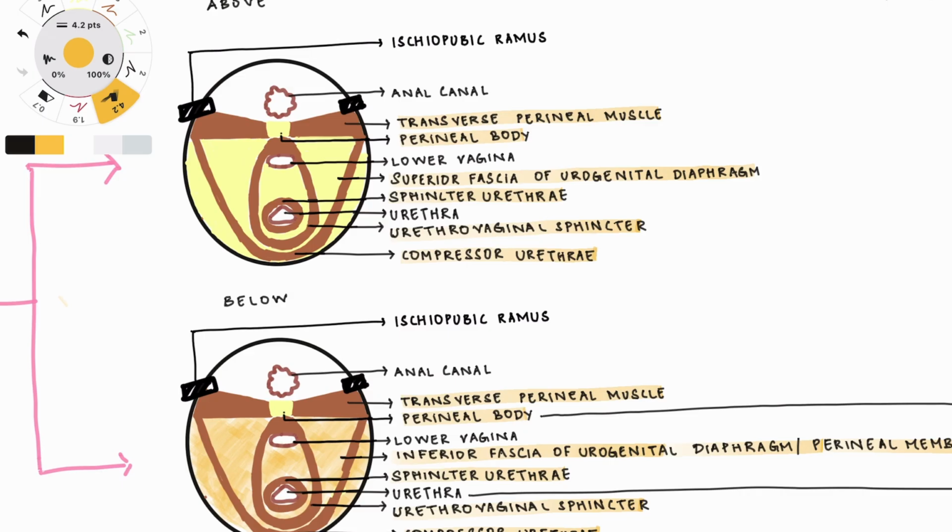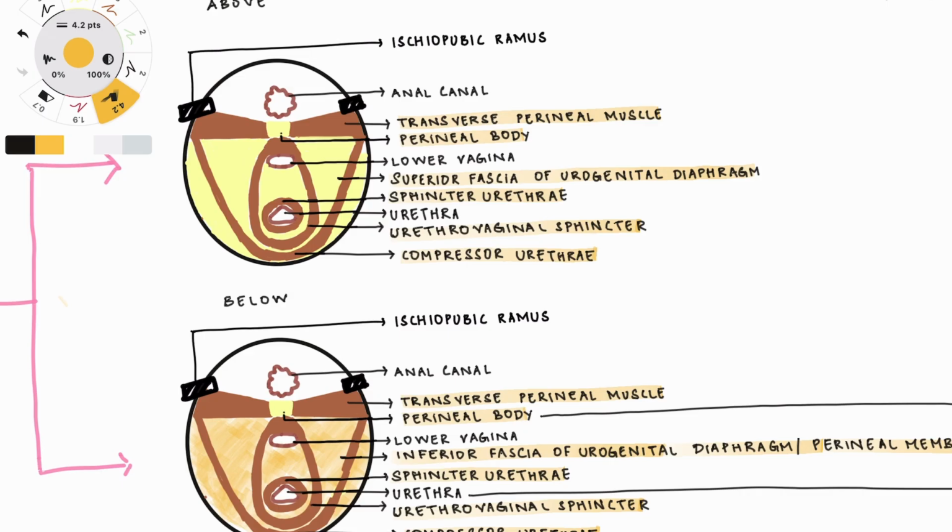In the layer which is present above, the supports which we can see are the perineal body first. Perineal body is the central tendon of the perineum. The first muscular component of the urogenital diaphragm is the deep transverse perineal muscle, which extends from the ischiopubic ramus and joins at the perineal body in the center. The second muscle is the sphincter urethrae, which encircles the urethra.